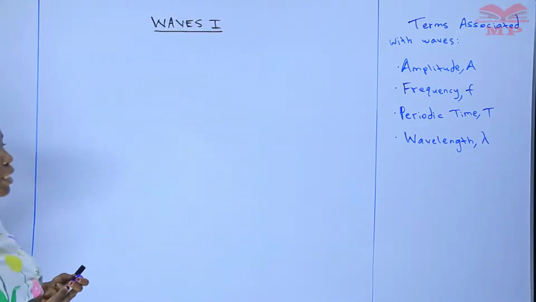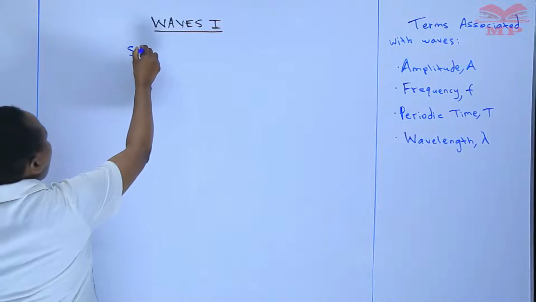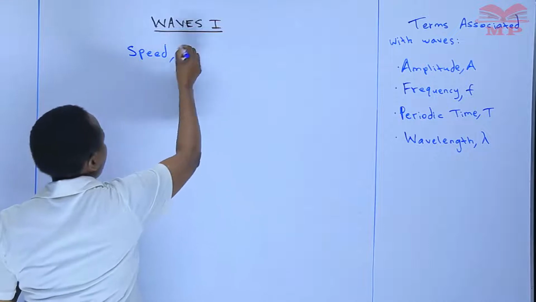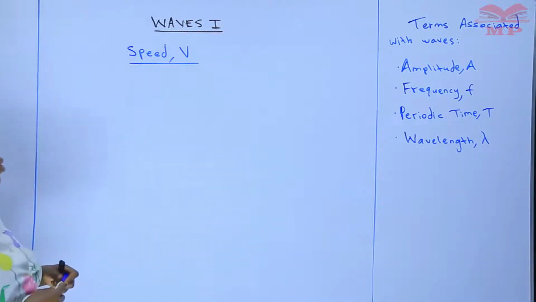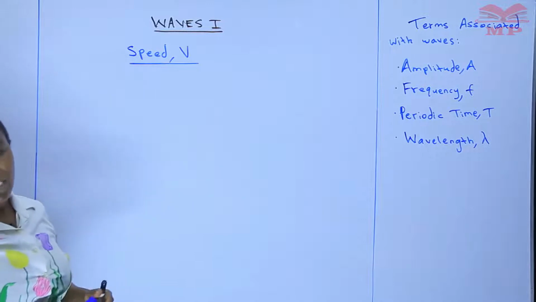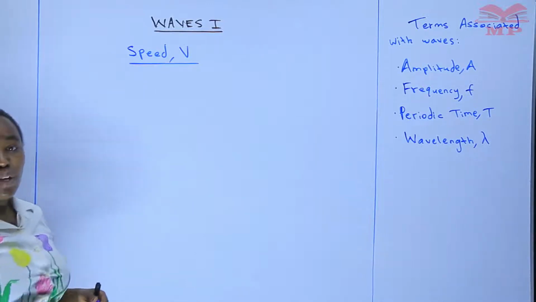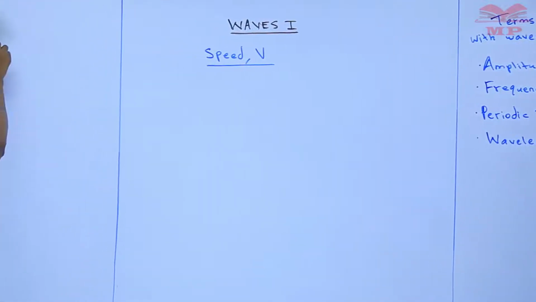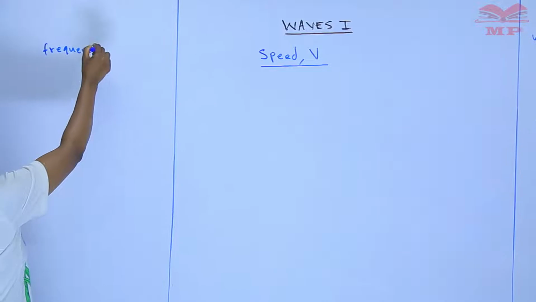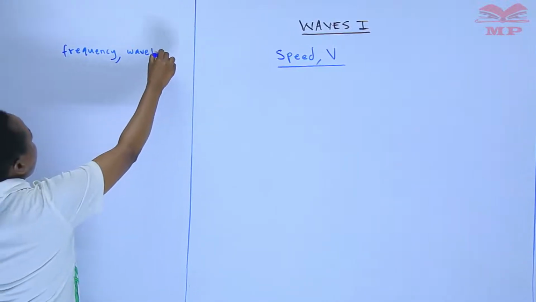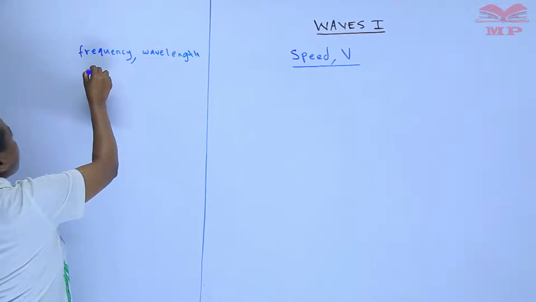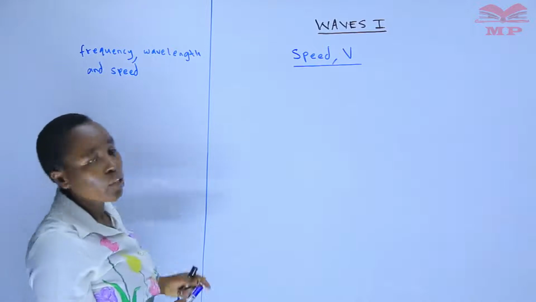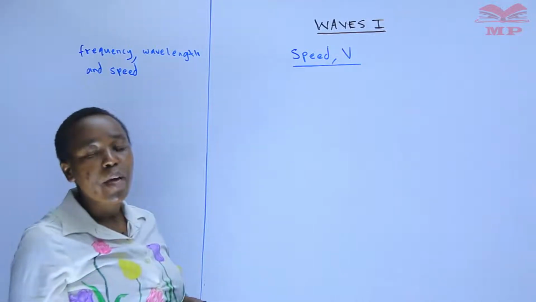We are going to look at what we refer to as speed. Speed is denoted by letter V. Speed and velocity denoted by letter V. So we are going to look at speed in our lesson. Then we are also going to look at the relationship that exists between frequency, wavelength, and speed.